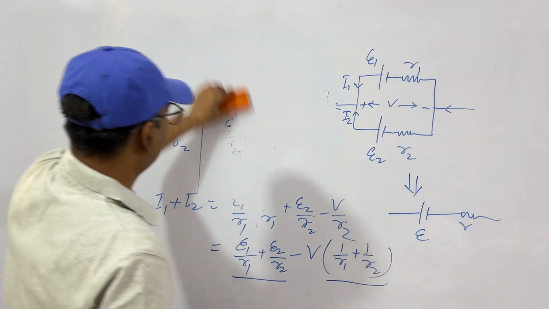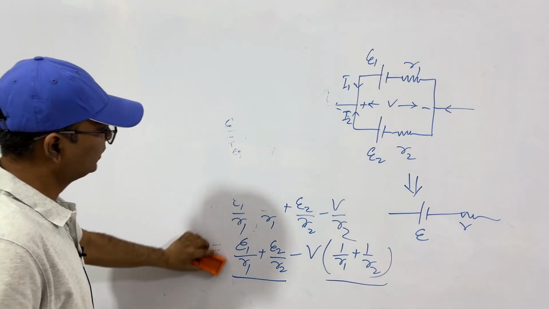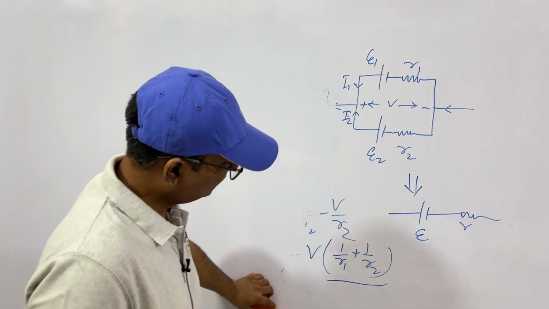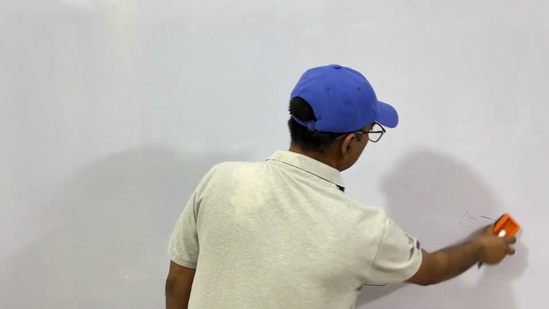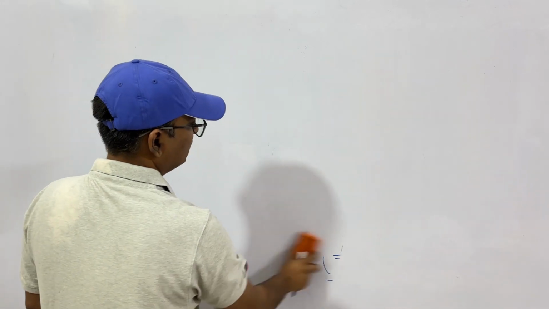Now let's understand Kirchhoff's laws. There are two laws, although we are using them whenever we are solving problems, but let's understand them properly. There are two laws given by Kirchhoff.